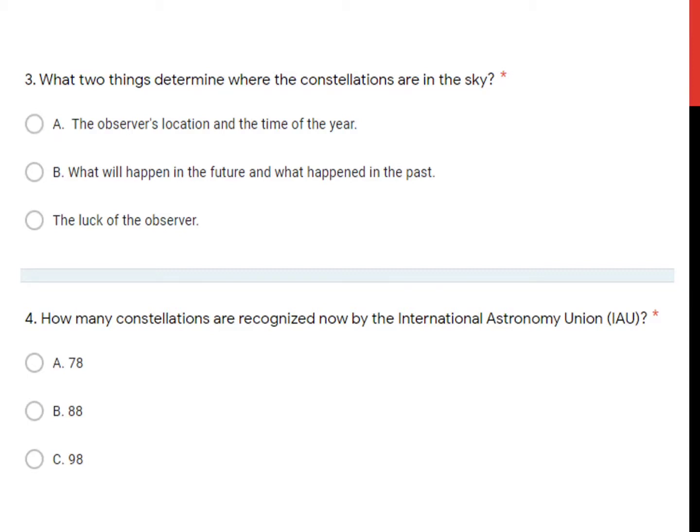Number 4. How many constellations are recognized now by the International Astronomical Union or IAU? A. 78, B. 88, C. 98. The correct answer is B. 88. Very good, class.